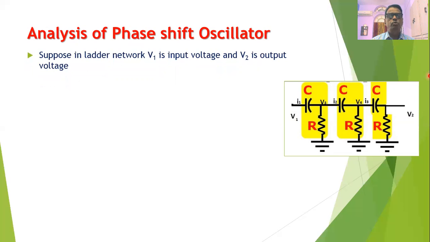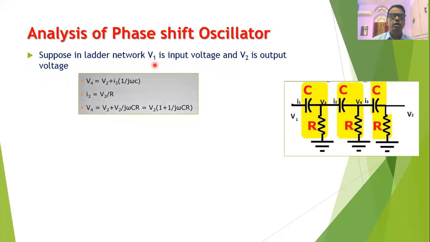So as shown in this diagram, we have a ladder network where V1 is the input voltage and V2 is the output voltage of the ladder network. Now from the figure, we can easily write this equation. This voltage V4 is nothing but V2, the voltage across this resistance R, plus the voltage across this capacitor C. The voltage across the capacitor C can be written as the current multiplied by the reactance of the capacitor, that is I3 into 1 upon j omega C. But we know that this current I3, which is flowing through the capacitor C and resistance R, can be written as I3 is equal to V2 upon R. And therefore, we can rewrite the equation for V4 as V4 is equal to V2 plus V2 upon j omega CR. So this is nothing but V2 in the bracket 1 plus 1 upon j omega CR.